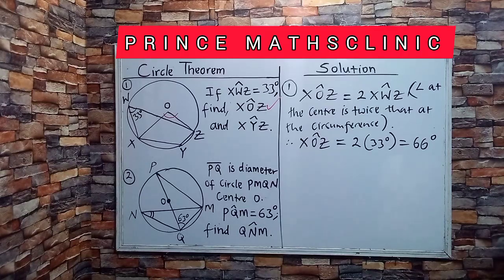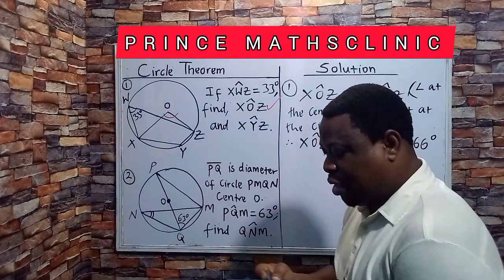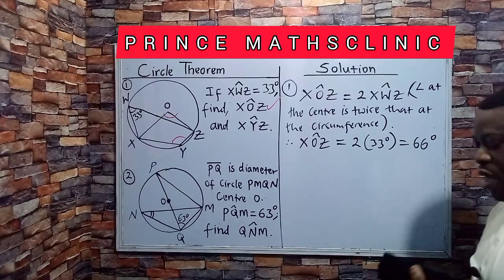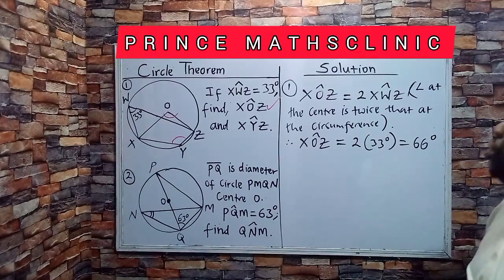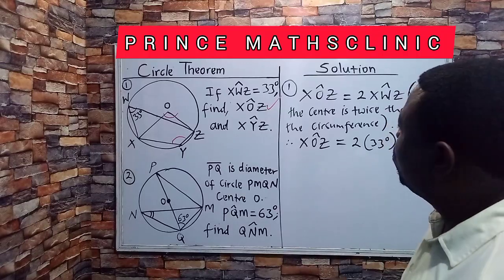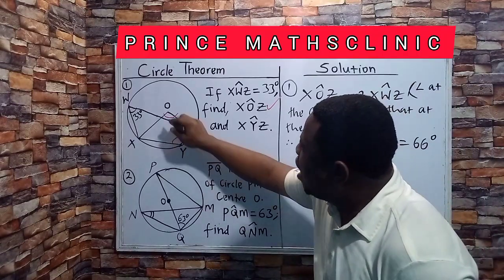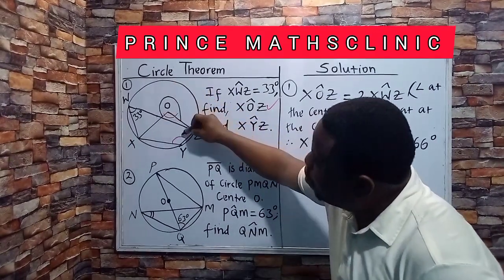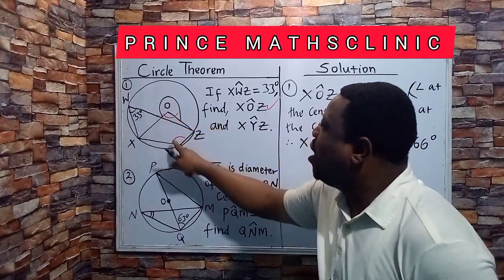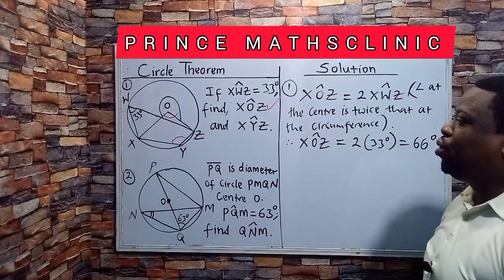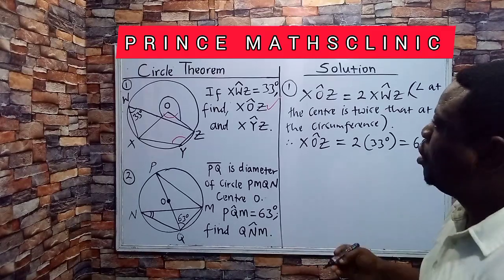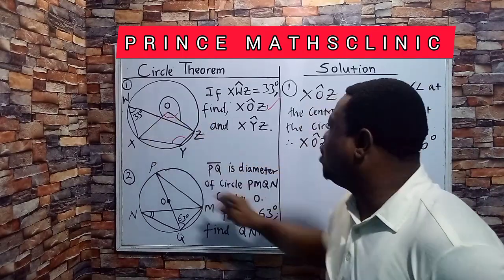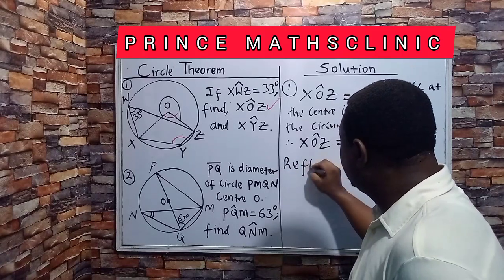Then XYZ. XYZ is this particular angle here. Now, how do we find that particular angle? From one of the theorems I exposed us to, we know that this angle here will be 2 times of this, because this angle is at the center compared to this angle. So, therefore, we want to find the reflex of this angle, which is the reflex of XOZ.